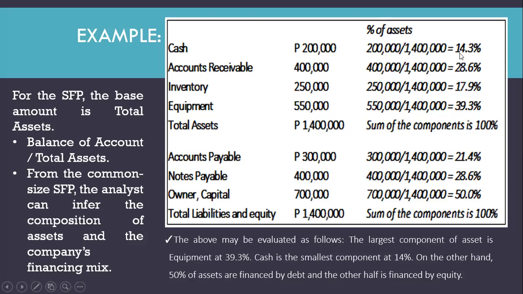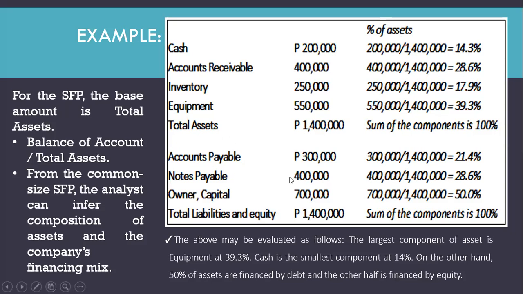1,400,000. So, meron po 14.3%. Okay? So, yan po yan. So, nag-increase naman so far. Okay? So, inventory, 250,000. Divide nyo po sa 1.4 million. So, 17.9, and the rest.